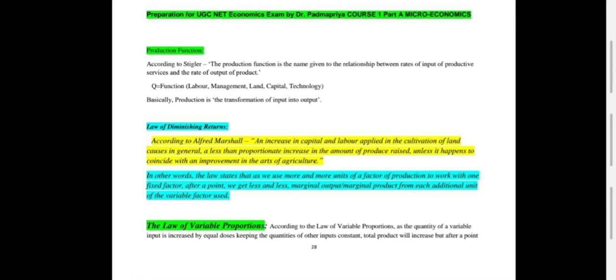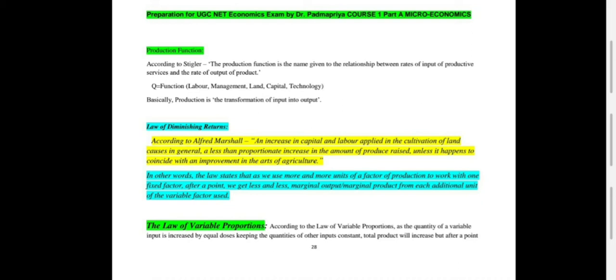Now we come to the important concept of the law of diminishing returns. According to Alfred Marshall, an increase in labor and capital applied in the cultivation of land causes in general a less than proportionate increase in the amount of produce raised unless it happens to coincide with an improvement in the arts of agriculture. In other words, the law states that as we use more and more units of a factor of production to work with one fixed factor, after a particular point we get less and less marginal output or marginal product from each additional unit of the variable factor used.